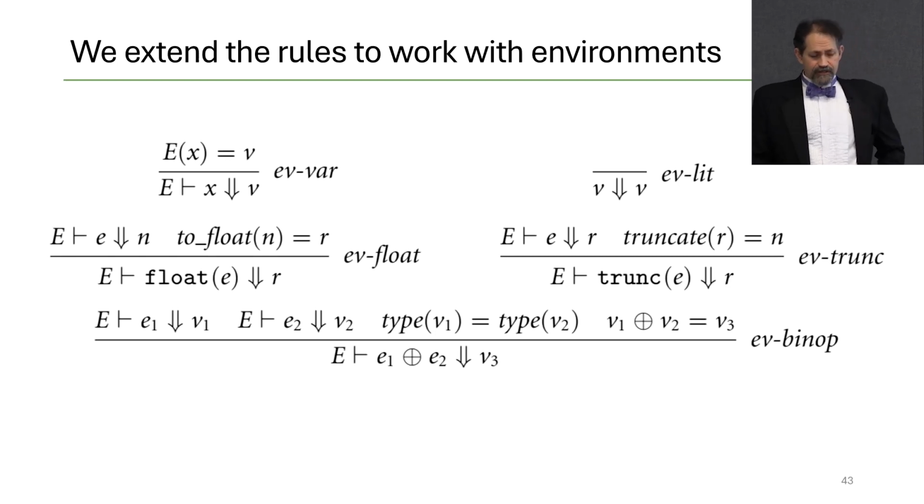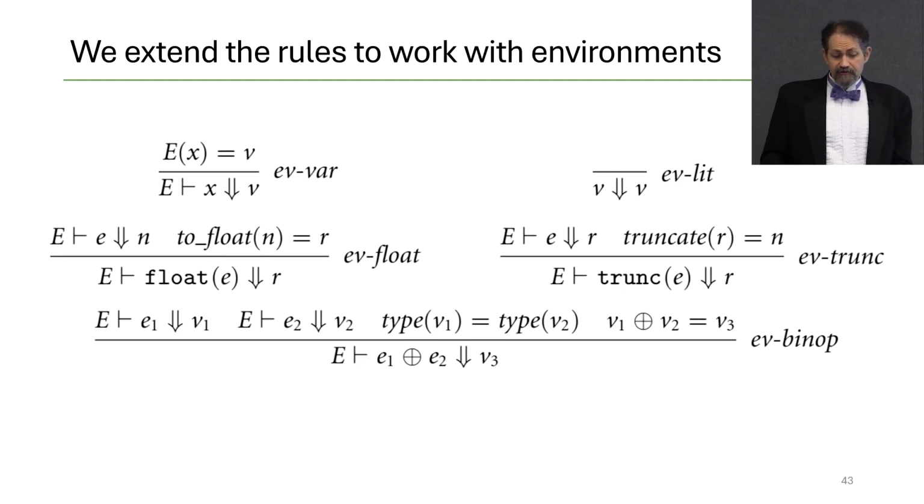Generally, these rules don't change the environment E because we're just evaluating expressions. We're not assigning to new variables yet. We'll see that in a minute. And so when we evaluate floating point conversion, for example, we evaluate in some environment E. That same environment E is used to evaluate the sub-expression e that is going to be converted to a floating point number. Similarly, the ev-binop rule takes the expression e1 plus e2 and takes that same environment and uses it to evaluate e1 and the sub-expression e2 as well.